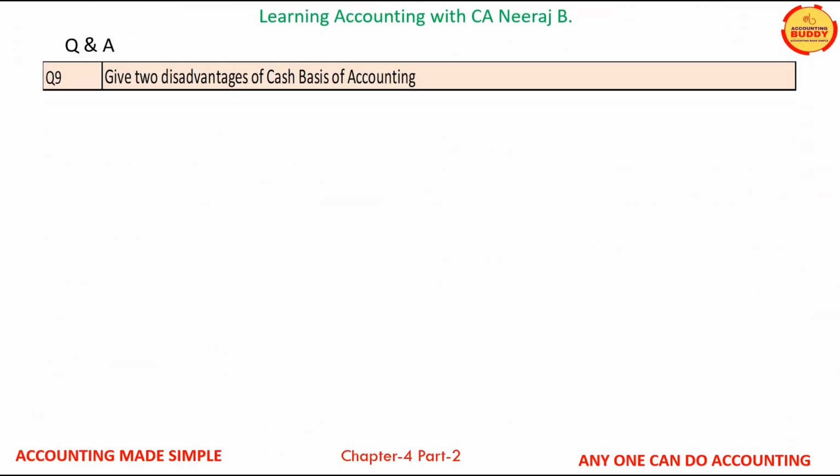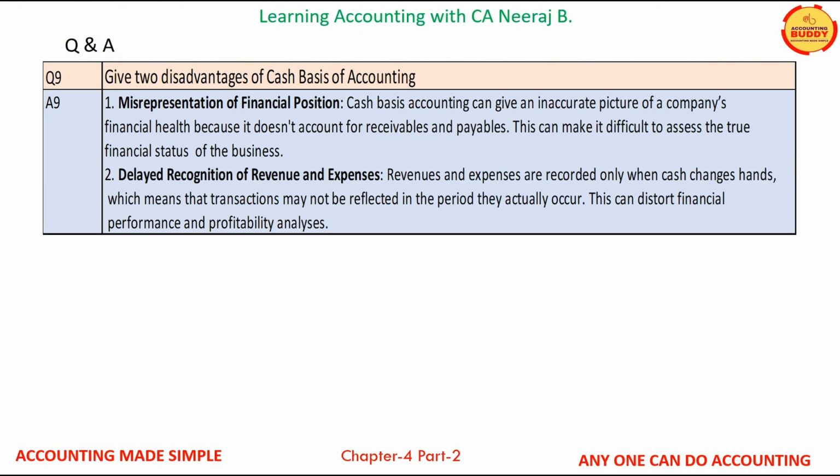Question number 9 on your screens is give two disadvantages of cash basis of accounting. Number 1, misrepresentation of financial position. Cash basis of accounting can give an inaccurate picture of company's financial health because it does not account for receivables and payables. This can make it difficult to assess the true financial status of the business.